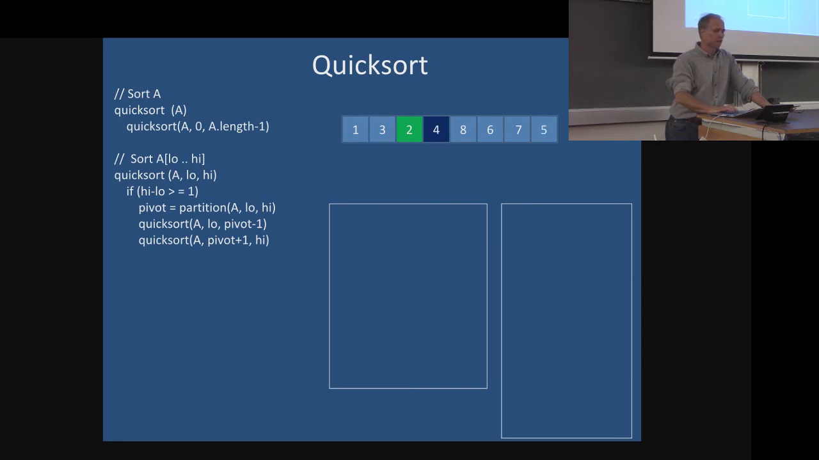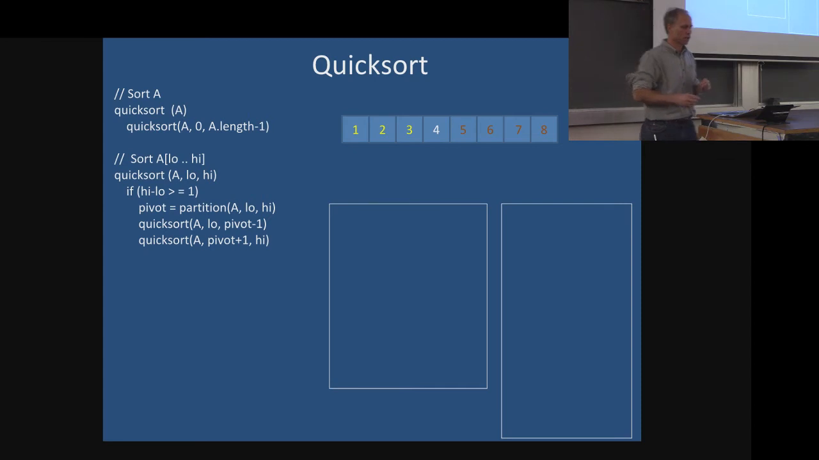And now we know 4 is where it needs to be, and everything to the left of 4 is smaller. Let me just go back here. I'm just recoloring. We sort the things to the left of 4 and the things to the right of 4. So we recursively sort one of the halves, we get that. We sort the other half, we get that, and we're done. There's no post-processing after that second recursive call. That's what makes that second call tail recursive.